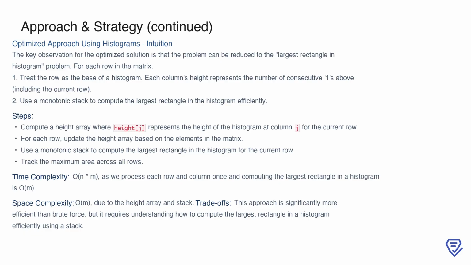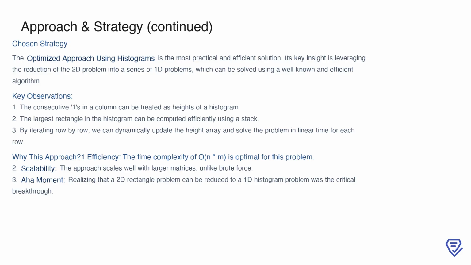While it requires additional space for the height array and the stack, the efficiency gains make it a practical solution for larger matrices. The chosen strategy for solving this problem is the optimized approach using histograms. Its strength lies in reducing the 2D problem into a series of 1D problems, which can each be solved efficiently. The key observations driving this approach include recognizing that consecutive ones in a column form histogram heights and that the largest rectangle in such a histogram can be computed with a stack. By iterating row by row, the height array is updated dynamically, allowing us to solve the problem in linear time for each row.